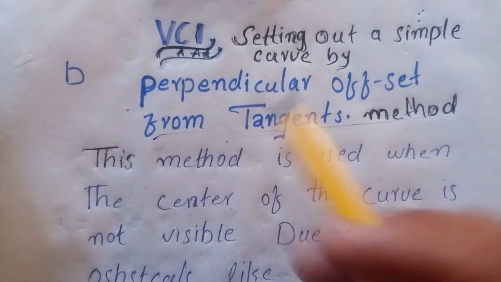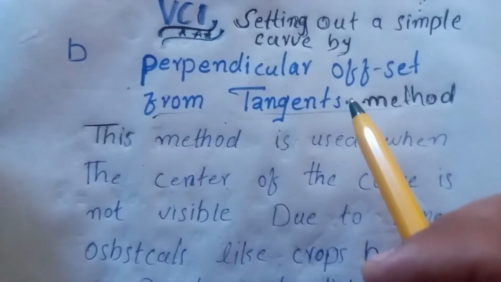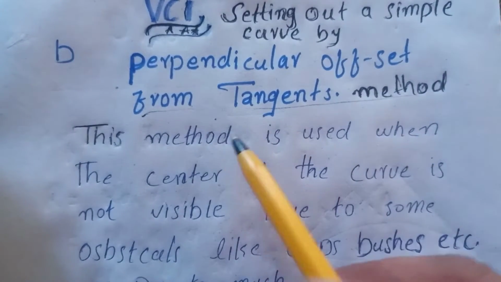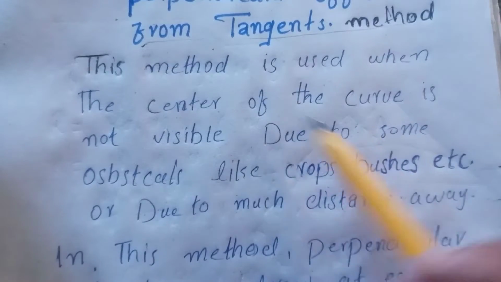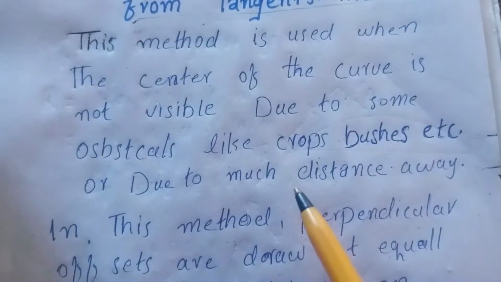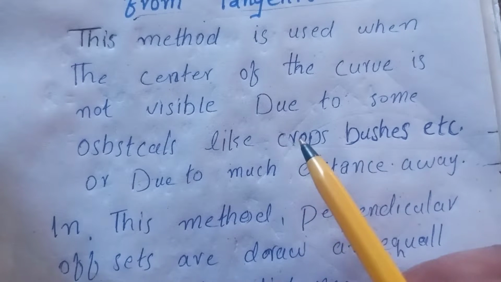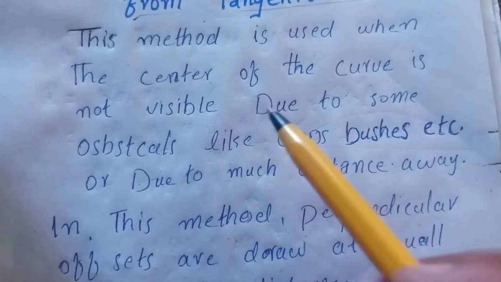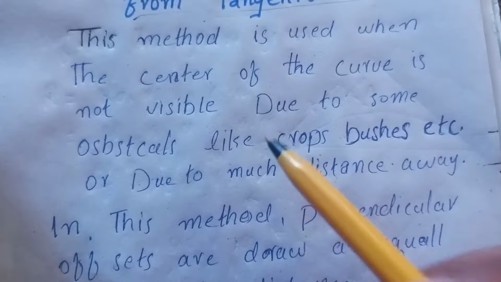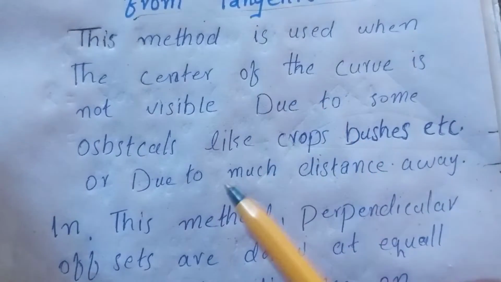Dear friends, we are going to explain the setting out of a simple curve by perpendicular offsets from tangents. The perpendicular offsets from tangent method is used when the center of the curve is not visible due to some obstacle like crops, bushes, etc., or due to much distance away. It means that this method will be used when the center of the curve is not visible and the center of the curve is far up from the tangent point and the curve. Then we will use this method.